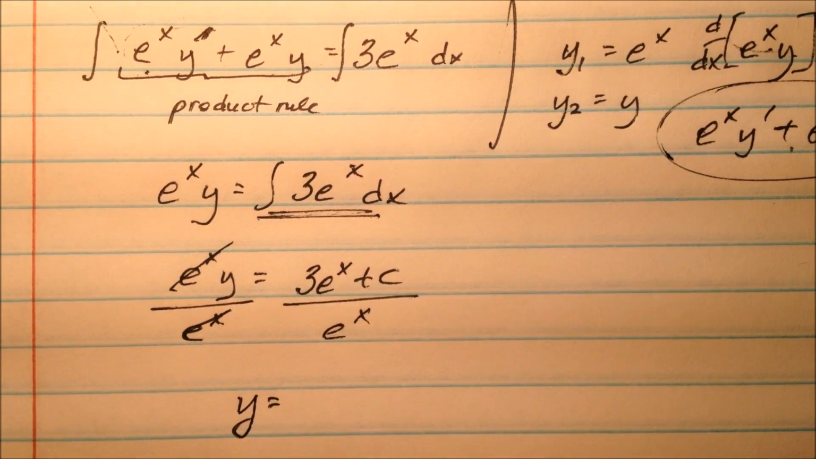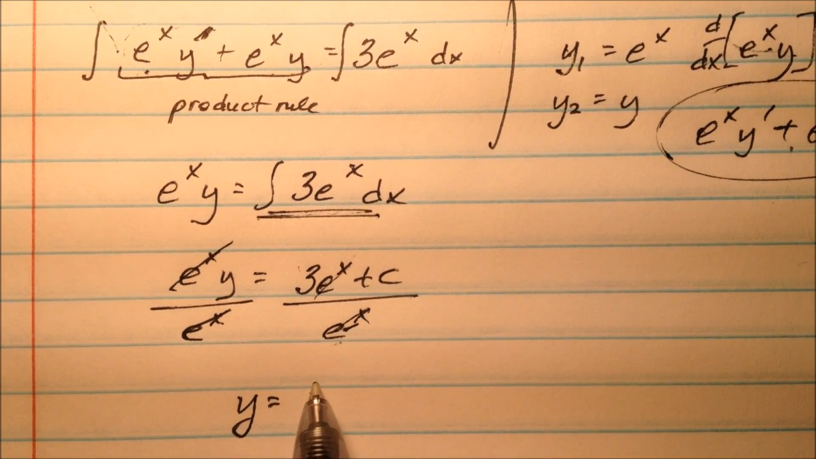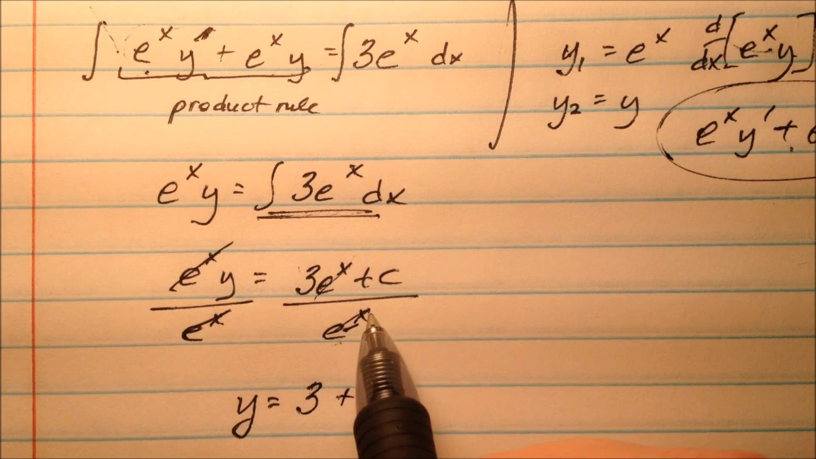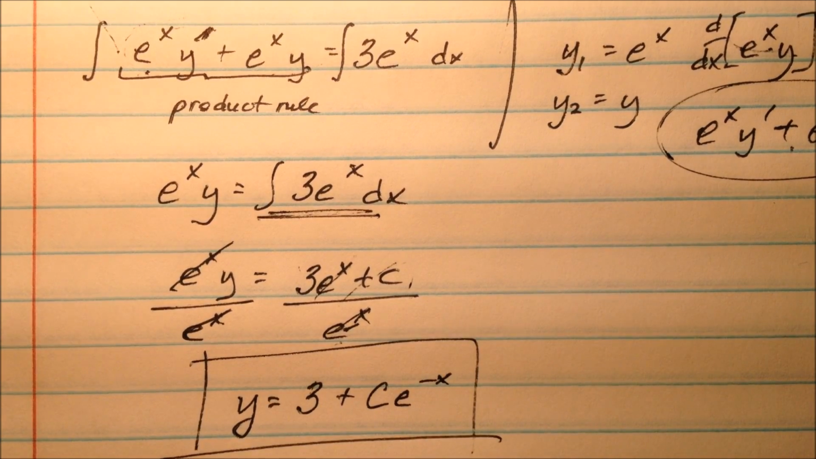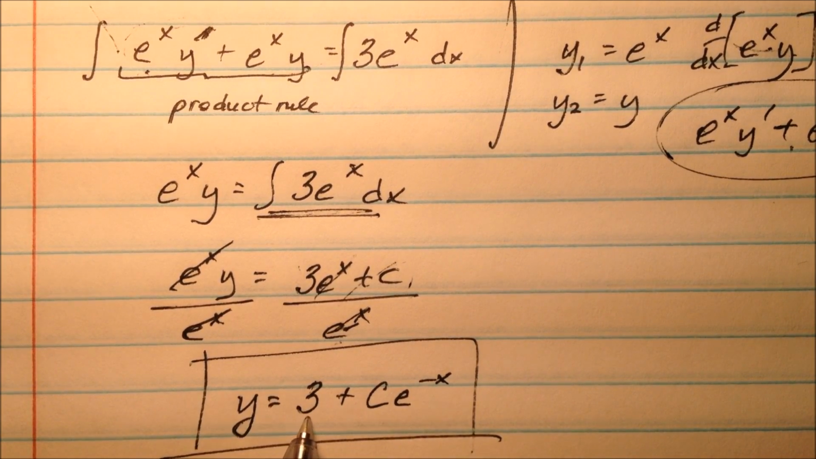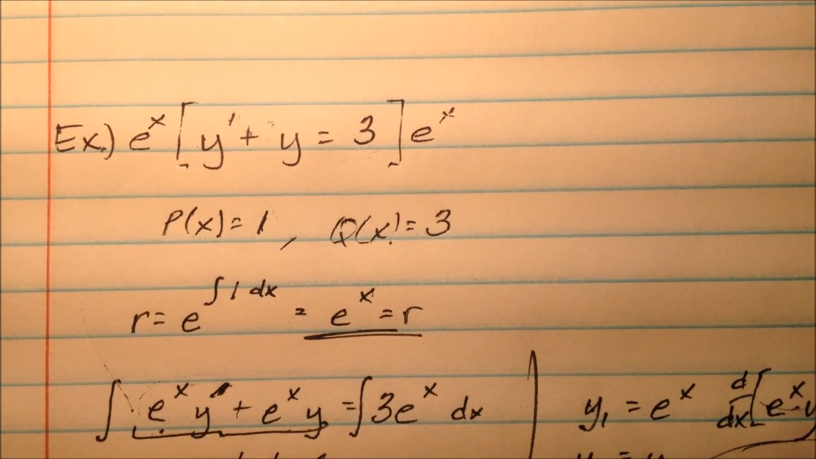So we're left with y equals, and when we split this thing up, it looks like the e to the x's cancel here. So we'll have 3 plus, but the e to the x remains with our constant. So c e to the negative x, we could say. So right there, y equals 3 plus c e to the negative x will be the solution for this first order differential equation.